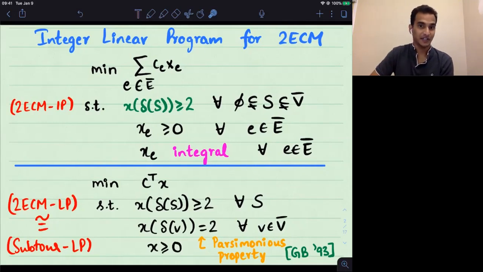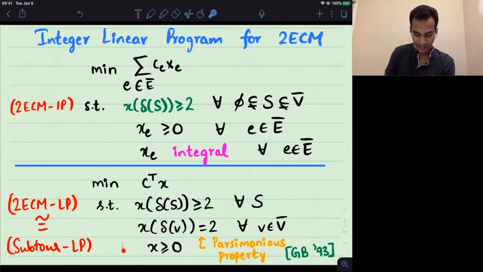Here's the integer linear program for 2ECM. It's a very natural program. The constraints x of delta S at least 2 stipulate that the edge connectivity be at least 2. x_e denotes the number of copies of edge e that we want to include in our solution, and we require that x_e be integral. Relaxing this program gives us a lower bound on the optimal solution cost for 2ECM.